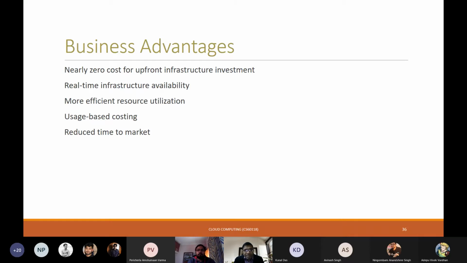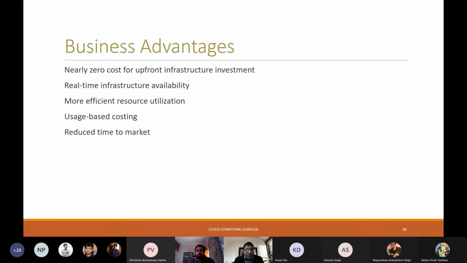And remember, these resources are geographically spread out, right? So you can get these resources from any part of the world, and once again, the user doesn't know where his or her program is being executed. That is not known to the user. Now, usage-based costing: it's a metered service, as I said before.